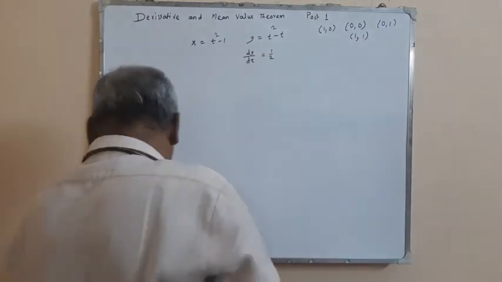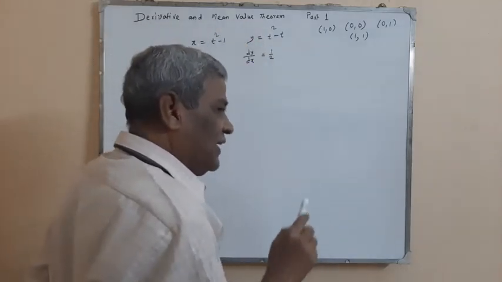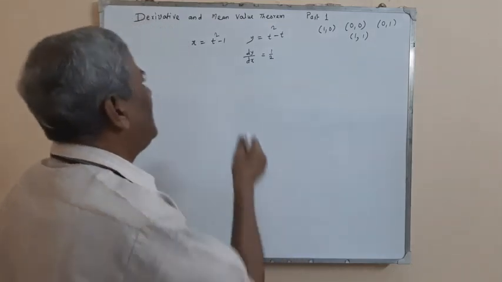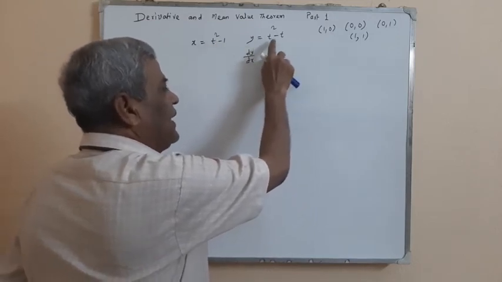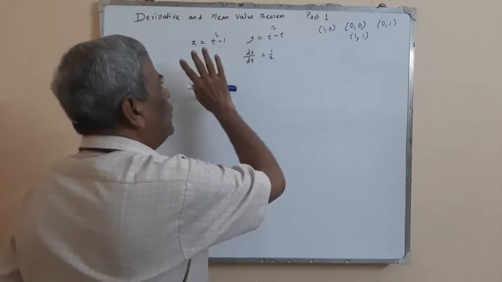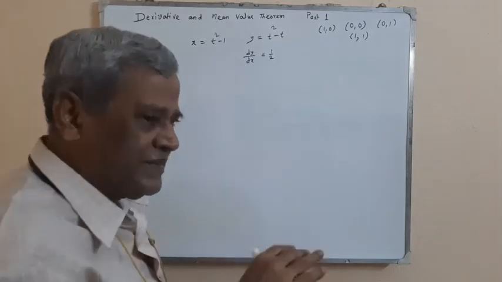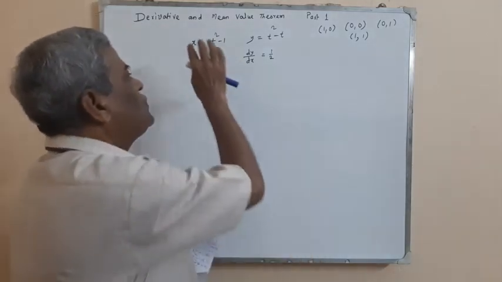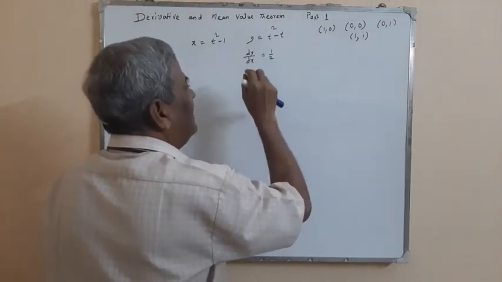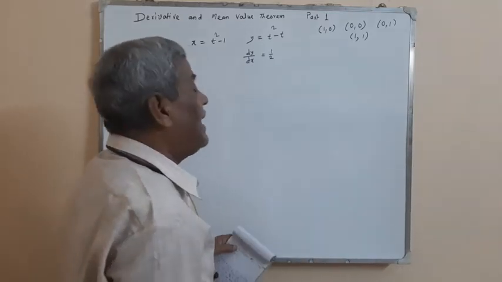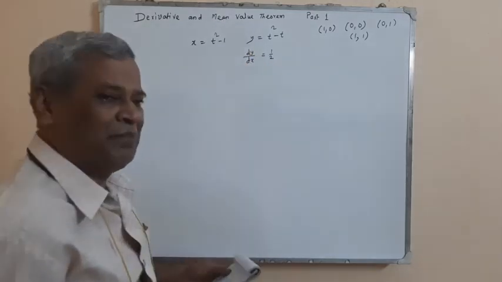The problem here is that one function is given, and that function is in parametric form. That is, x is expressed in terms of parameter t, and y is also expressed in terms of parameter t. So if the parameter is eliminated, it becomes a function of x and y only. It is given that dy/dx is equal to half, then at which point of the function does the derivative become half?